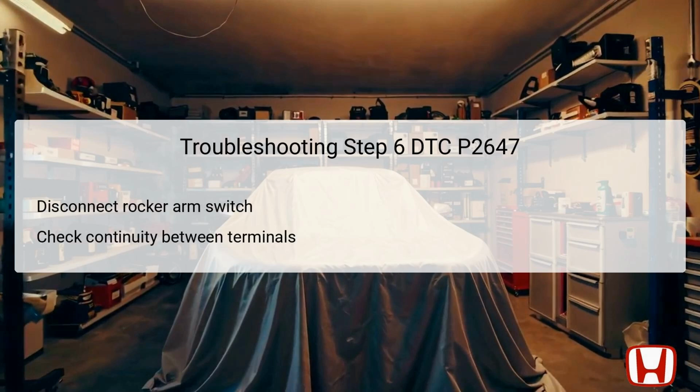The sixth step in troubleshooting involves turning the ignition switch to the lock 0 position, and then disconnecting the rocker arm oil pressure switch 2P connector. This step is critical because it allows you to perform electrical continuity checks safely without risking any short circuits or erroneous data due to a powered system.